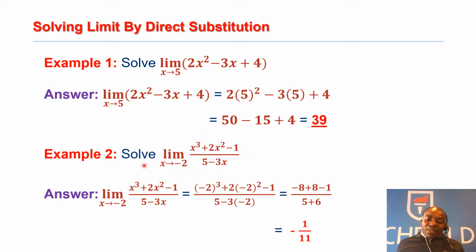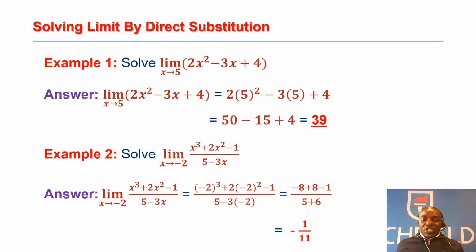So here you can directly substitute your value of minus 2 into your expression. When you directly substitute, you get (minus 2) cubed plus 2 times (minus 2) squared minus 1 on the numerator, divided by 5 minus 3 times minus 2. That gives us minus 8 plus 8 minus 1 on the numerator, and on the denominator 5 plus 6, which reduces to minus 1 over 11 as our limit.